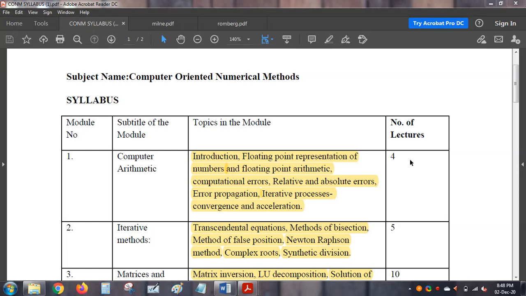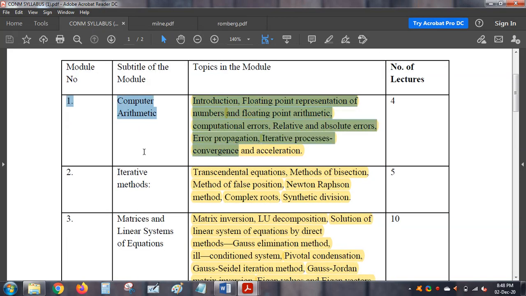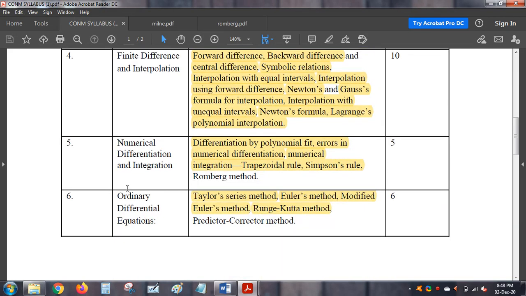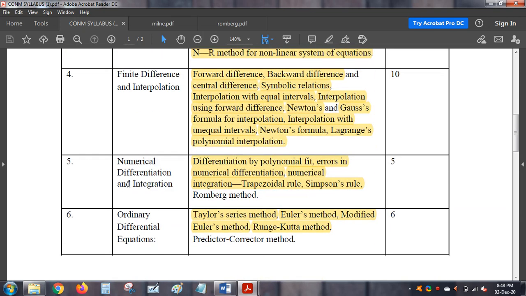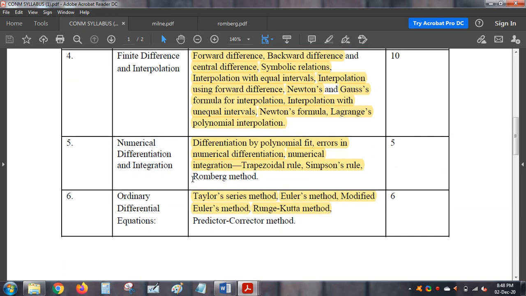We have almost covered every topic from our computer-oriented numerical method subject. So all the modules have already been covered and they are arranged systematically in your Google Classroom. There are two topics that I have not taught you yet. One is your Romberg method from the numerical differentiation and integration, and another is the predictor corrector method from the ordinary differential equation. So let's start with this, the predictor corrector method, which falls under your ordinary differential equation.